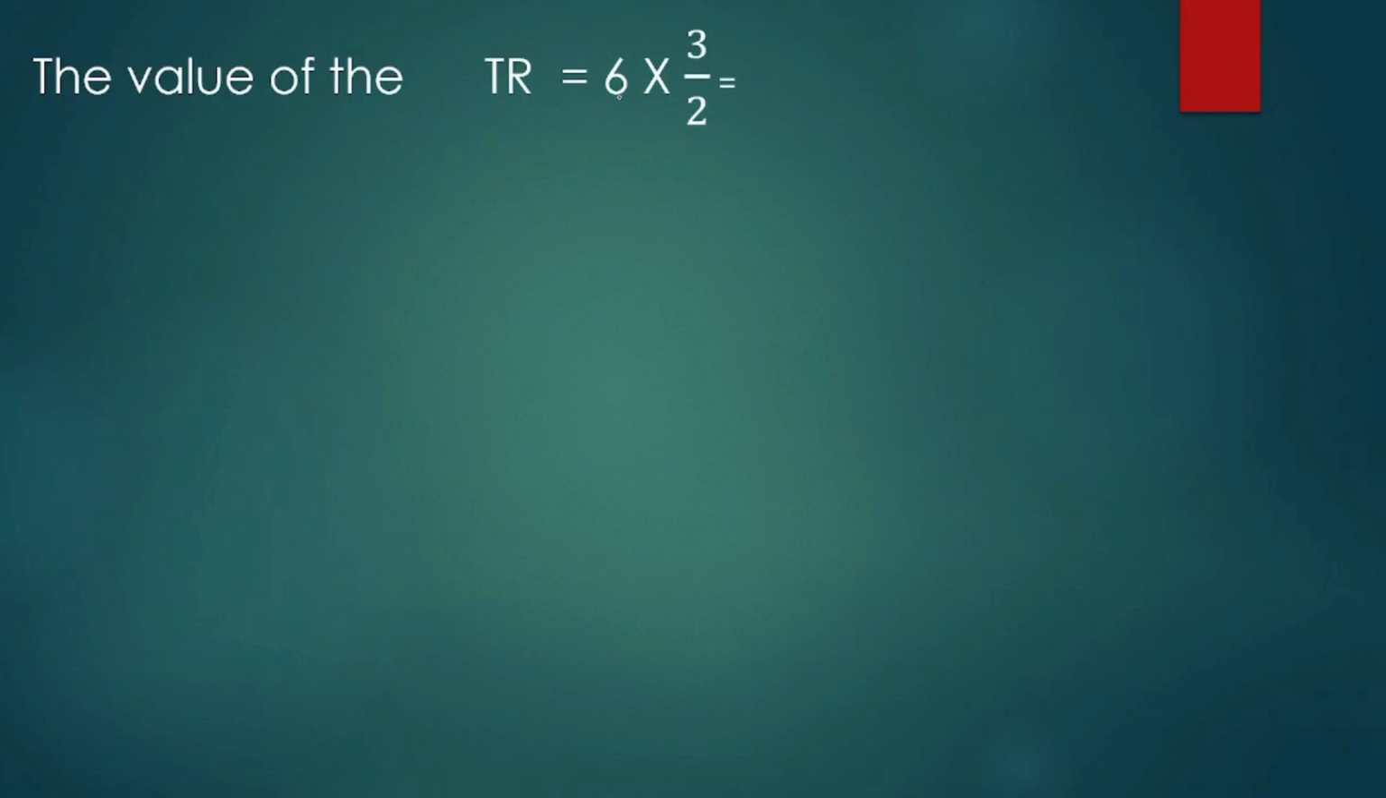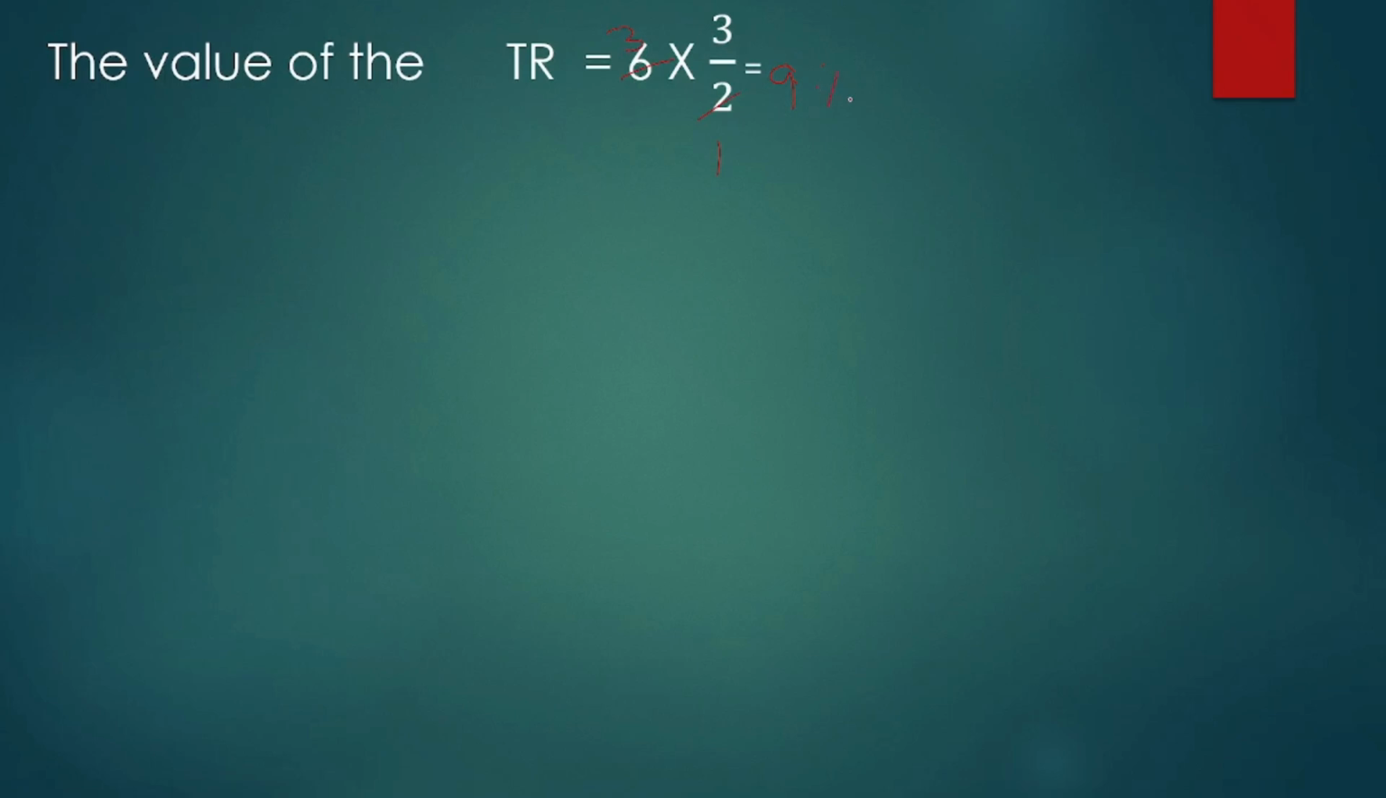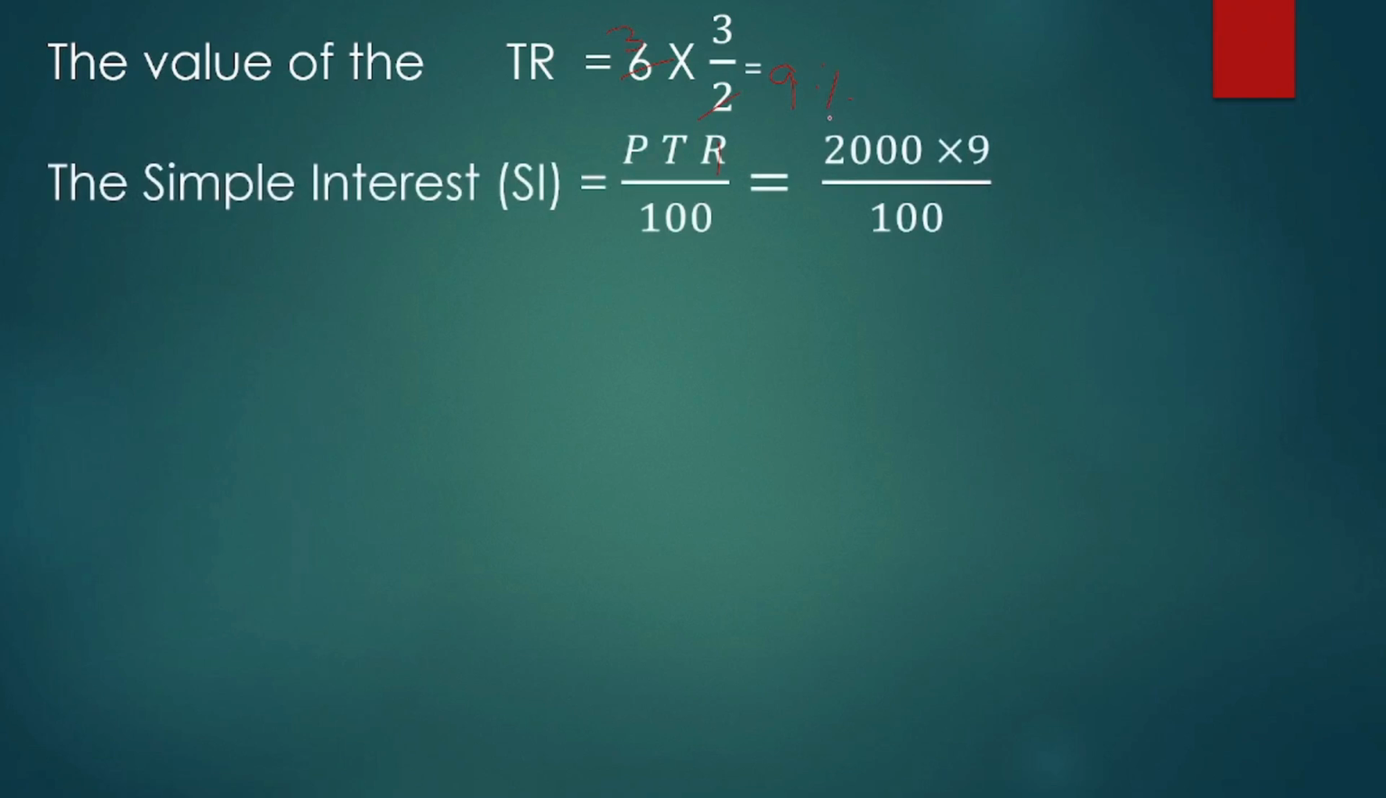3 by 2 years. So the simple interest is the rate of interest for 1.5 years, 6 into 3 by 2. 2 ones are 2, 3 threes are 9%. So for the 2000 rupees, the simple interest is 2000 into 9%, 9% means 9 by 100. So the zeros cancel, 9 twos are 18, that is 180 rupees.